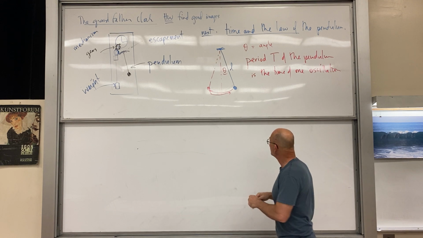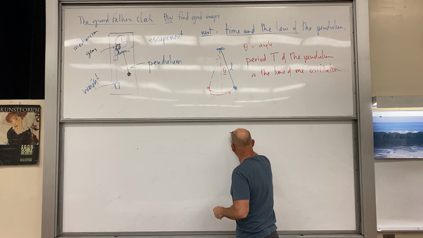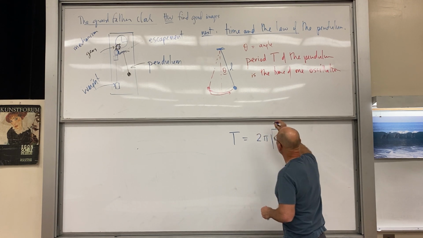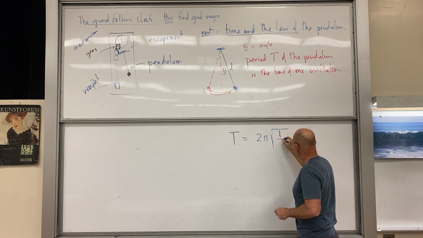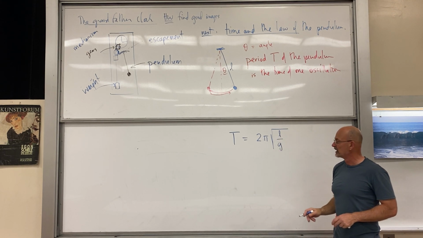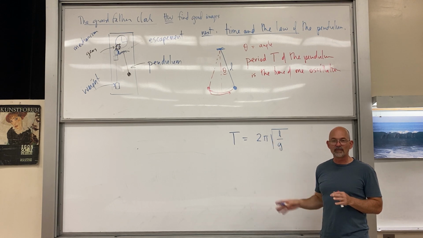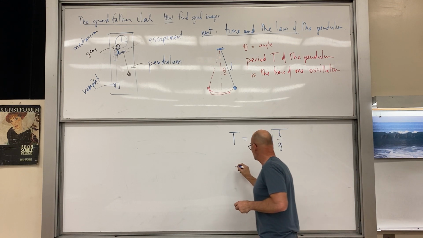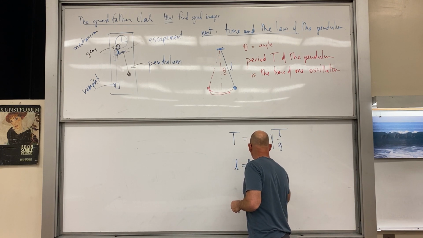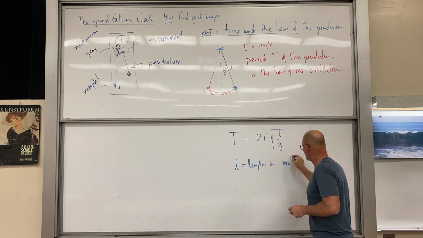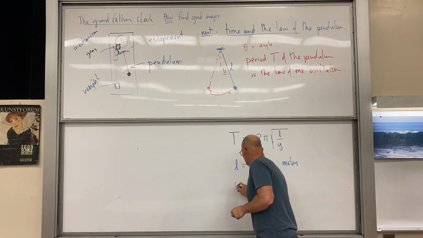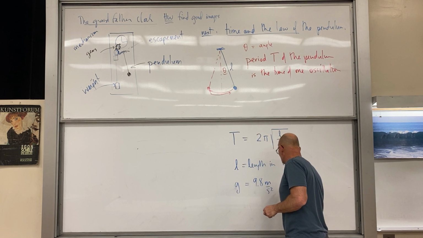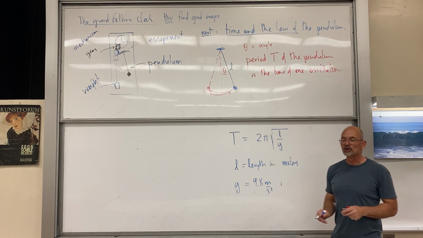Let's see here. Capital T is equal to 2 times pi square root, referring to that picture, the length over a certain letter G that I'm going to define as time goes on. We're actually going to derive where this comes from. For now, you have to accept what this is. L equals the length in meters, and G is a number, 9.8 meters per second squared, and it's called the acceleration due to gravity.